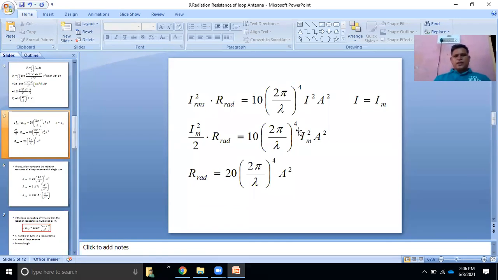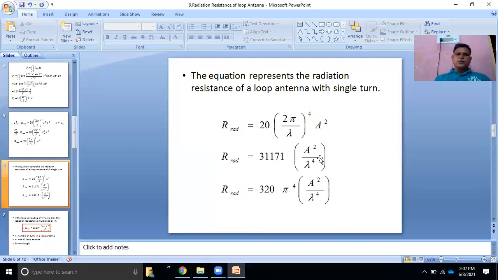If you simplify this, here this I is the maximum current. How can you represent the maximum current in terms of RMS? I RMS is equal to I_m by root 2. After substituting here, this I_m square and this I_m will get cancelled. Now R_rad is equal to 20 times of 20 pi by lambda whole power 4 A square. You have to remember this one. This is the radiation resistance for a single loop, whether it is a circular or square loop. If it has multiple loops, you can simplify this further.